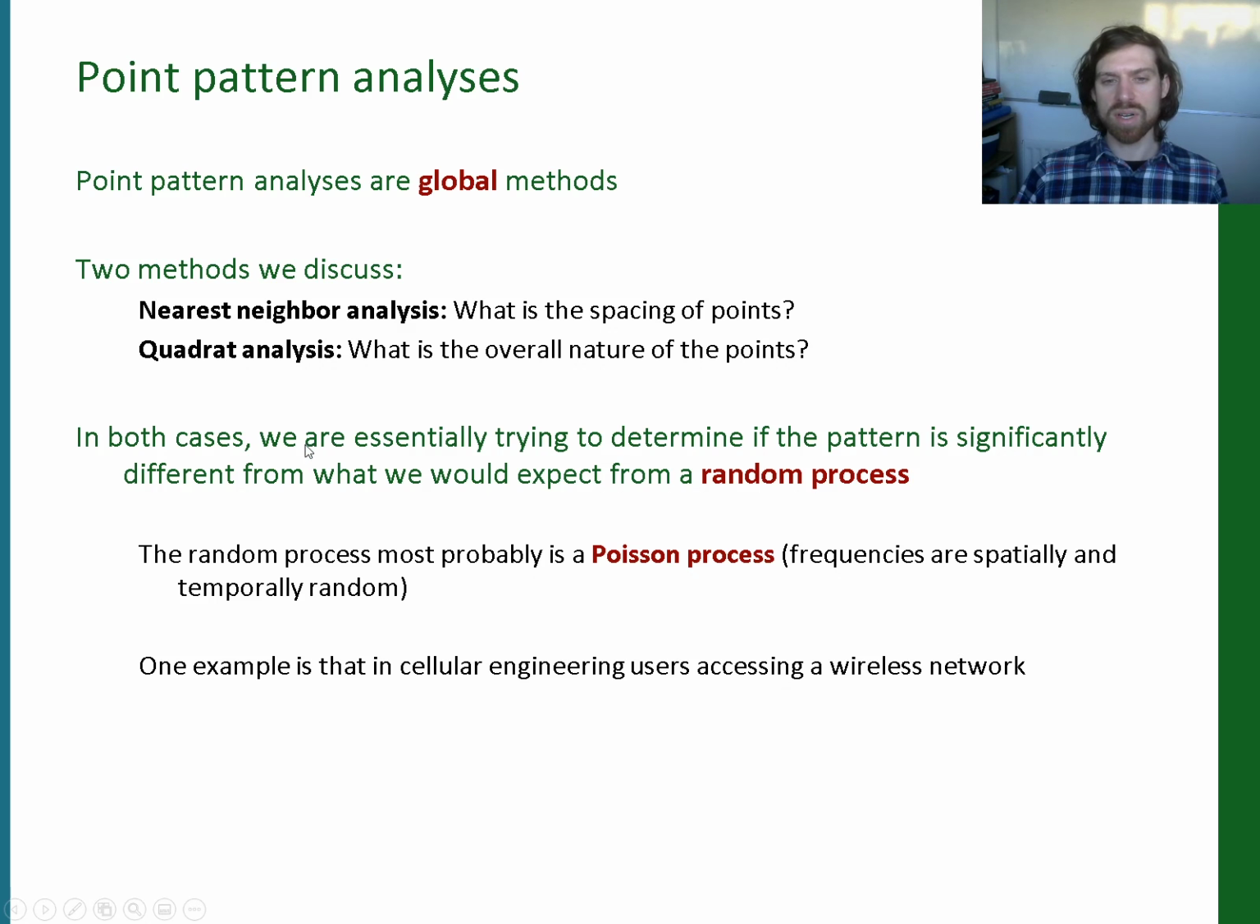In both cases, we're essentially trying to determine if the pattern is significantly different from what we would expect as a random process. So, as I mentioned in the introduction, it's very similar to the other types of probability-based statistical techniques that we use to assess whether our results were significantly different from what we would just expect to occur by chance. And these random processes, most probably can be a Poisson process. So frequencies are spatially and temporally random.